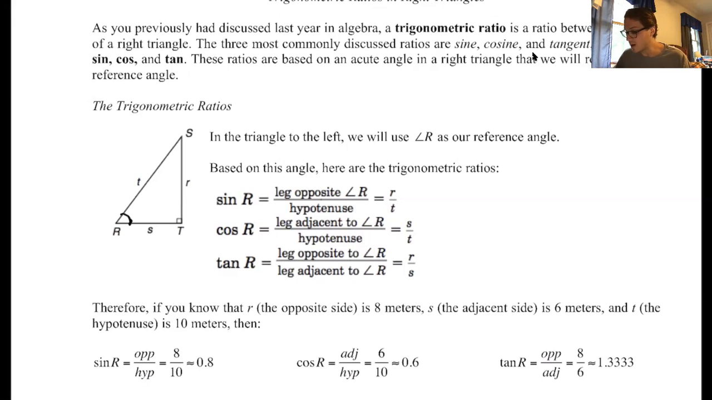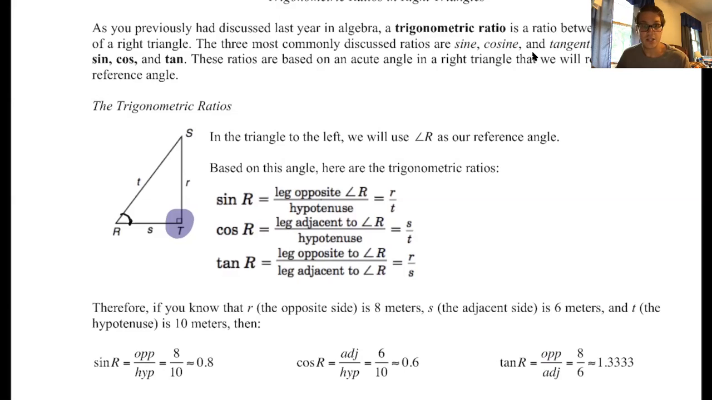Looking at this triangle, the leg that's opposite angle R is this side ST, which has length little r. And the hypotenuse, of course, is side SR, which has length little t. And we know that's the hypotenuse because it's across from the 90-degree angle, angle T. Similarly, cosine is the leg that's adjacent to the angle R over the hypotenuse. The side that's adjacent to angle R is side RT, which has length little s, and the hypotenuse is still t.